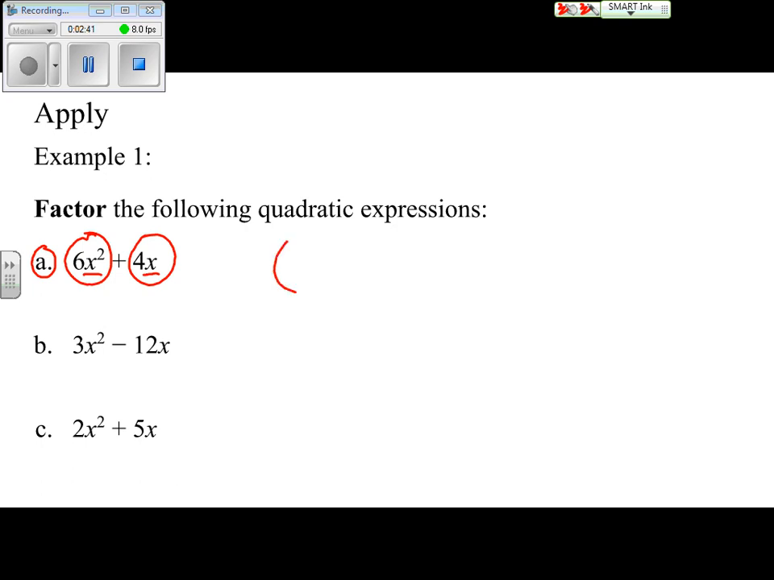So that's what I'm going to do. I'm going to pull a 2 out. And if I take this 6 and divide it by 2, what's left over? Or another way to say it is, what can I multiply 2 by that'll get us back to this 6? Well, 2 times 3 would get me back to that 6. And then I can do the same thing with this 4 here. 2 goes into that how many times? 2 times.